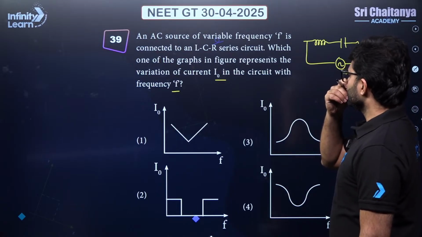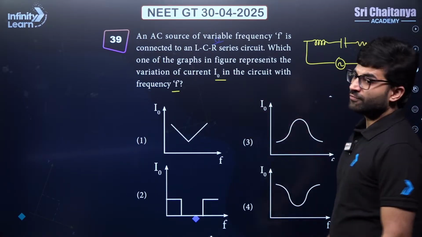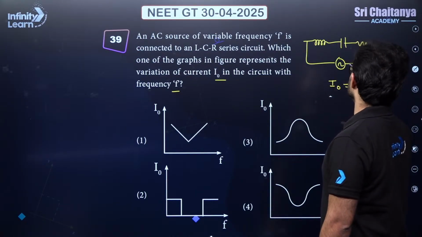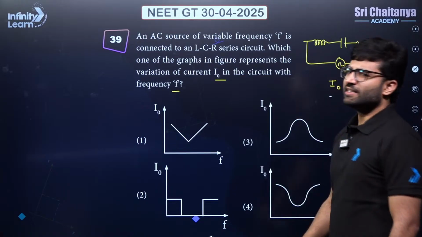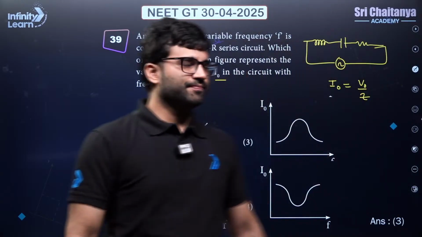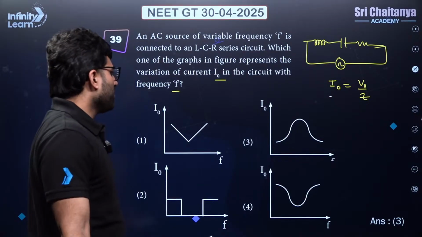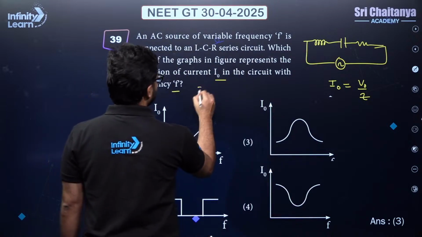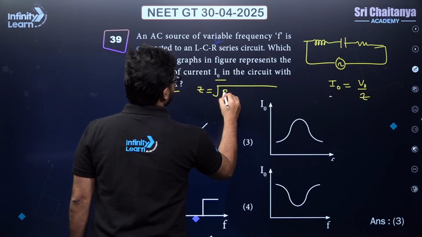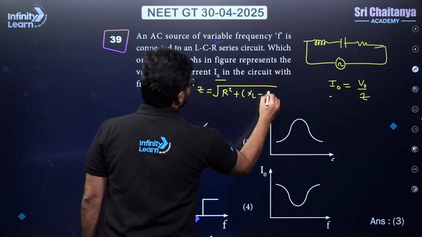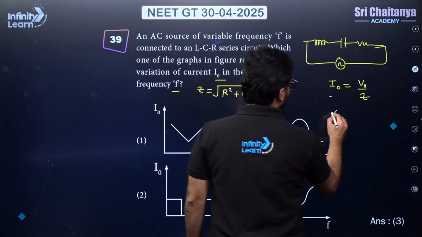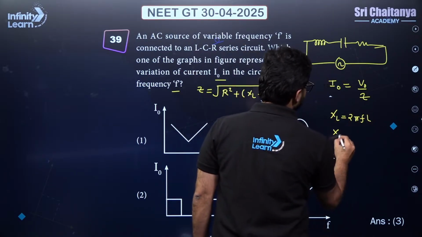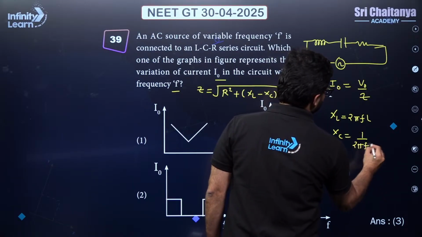So now they are asking you what is the function of current with respect to frequency. Let us try to eliminate this. So if I want to calculate I naught, it would be nothing but V naught upon Z. And what is Z? Z is nothing but the impedance of the LCR circuit. How do I write Z? Z is basically the square root of capital R square plus XL minus XC whole square. What is XL? XL, in terms of frequency, would be 2 pi f into L, and XC would be nothing but 1 upon 2 pi f into C, right?